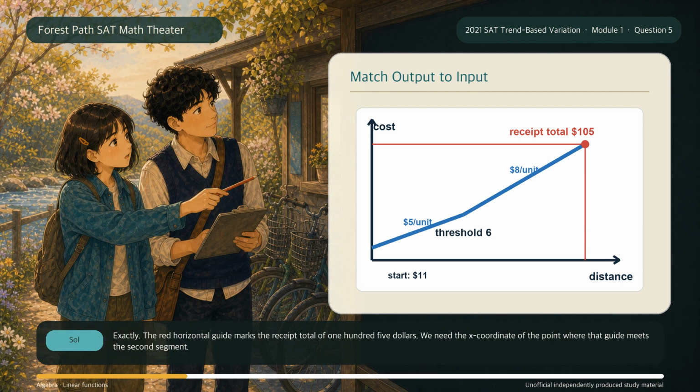Exactly. The red horizontal guide marks the receipt total of $105. We need the x-coordinate of the point where that guide meets the second segment.